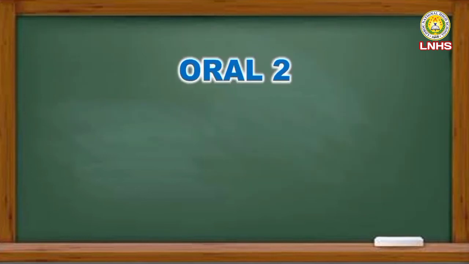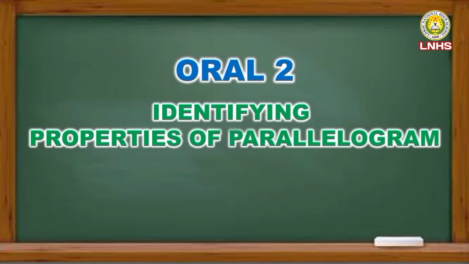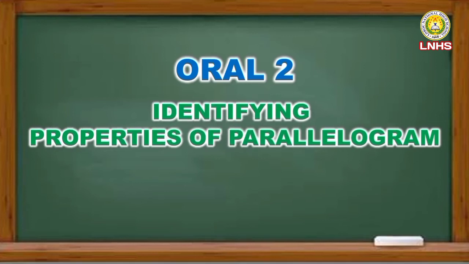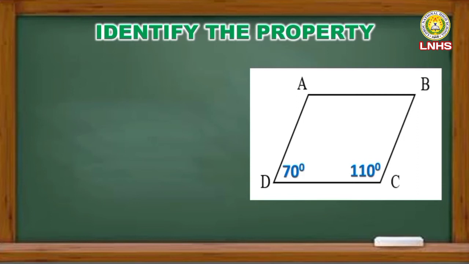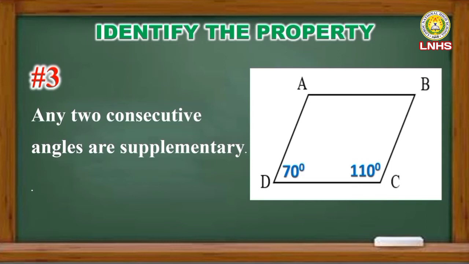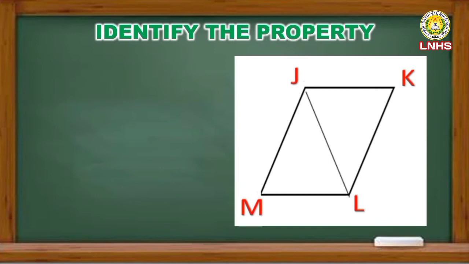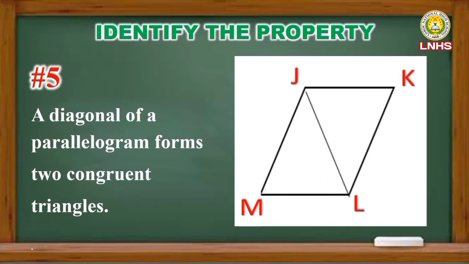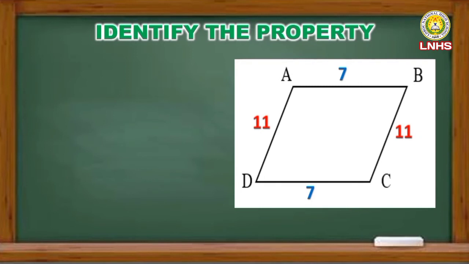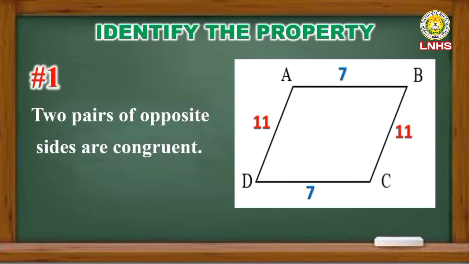So let us have oral number 2. Identifying properties of parallelogram. How about this example? We have here consecutive angles 70 and 110. So property number 3 is the correct answer. How about this one? We draw a certain diagonal, which is diagonal JL. Yes, the answer is property number 5. That is correct. How about this? We have side AD is equal to side BC. What is your answer? Yes, property number 1. That is correct.